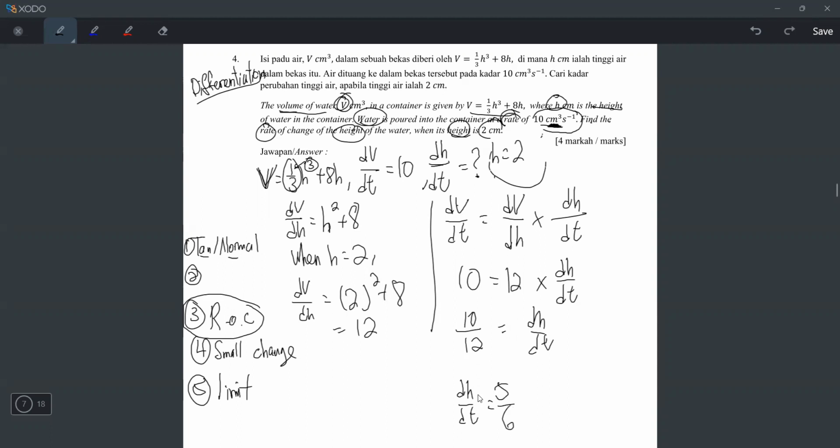So what about the unit? Okay, we all know H is height, so definitely cm. T is time, so s to the power of minus 1. They used s just now, so I just follow. So that's the answer.